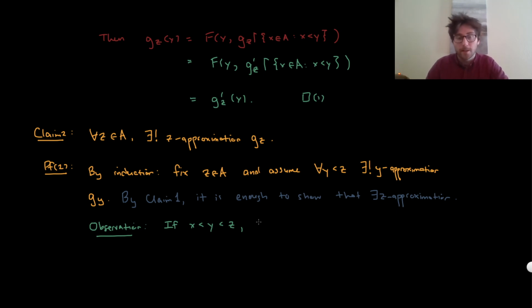But we can also say that if we took g sub y, the bigger approximation, where we're approximating more terms in a recursive definition, and we restrict this function to all the values less than or equal to x. So we're taking this y approximation and restricting its domain to all values less than or equal to x. Well, what is this? This thing is going to be an x approximation.